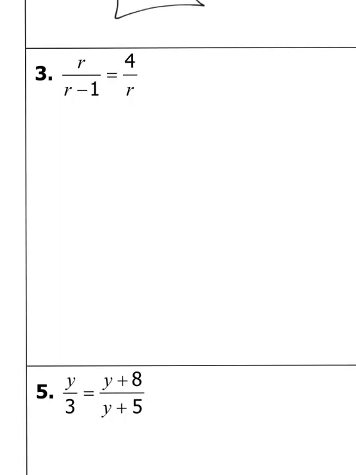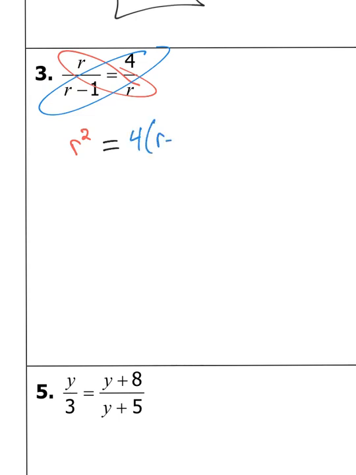All right, last one for the day. Again, we're going to cross multiply, although something is going to happen here, right? R times R is going to give me R squared. And then over here, I'm going to get 4 times R minus 1. When I distribute, I get 4R minus 4.